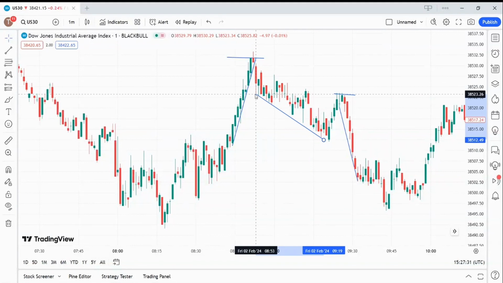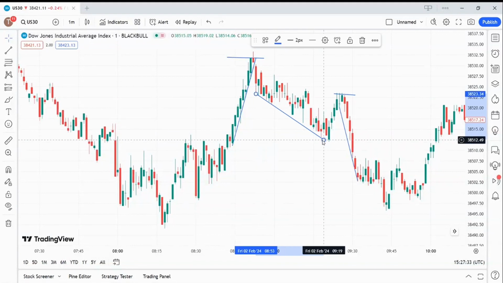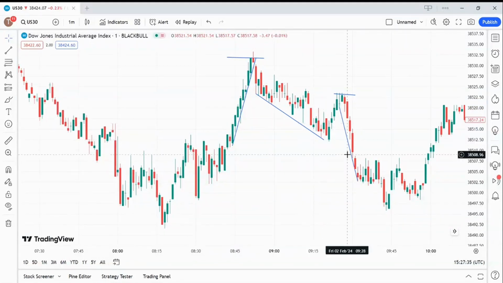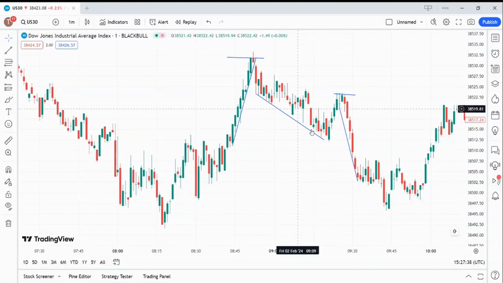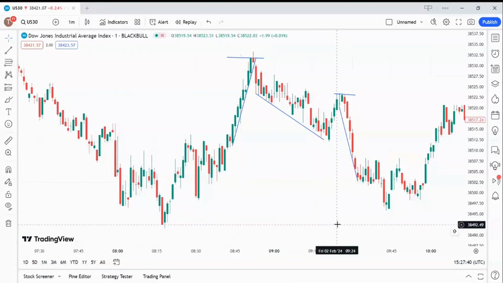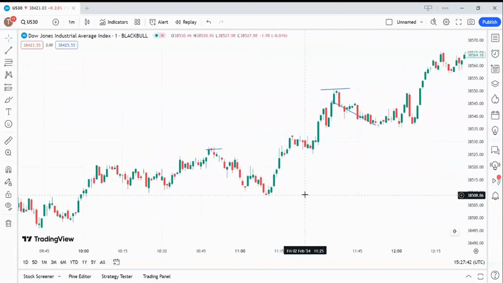Take a look at it right here. The market started selling from this point downwards to this point. Right, take a look at the sell opportunity, the amount of profit you would have made from this market if you take a sell from this point. Now let's check how the market is doing on the live chart.